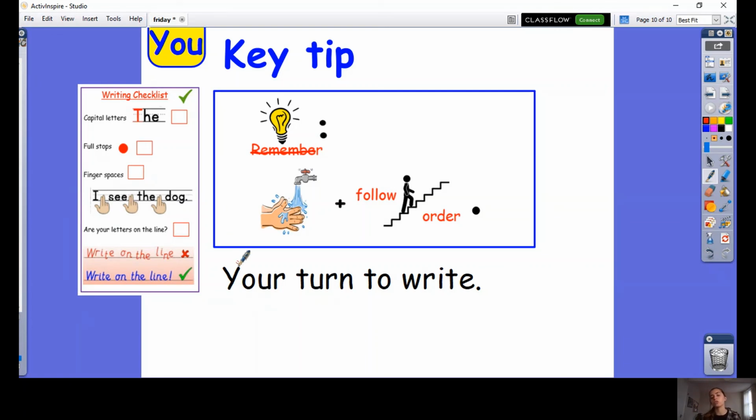Once you've finished that, you can read your instructions all the way from the beginning, from your title, your hook, to the end, reading it to make sure it's ready for Mrs. Twit to make her disgusting smoothie for Mr. Twit. I can't wait to see your work on Seesaw later. Good luck.